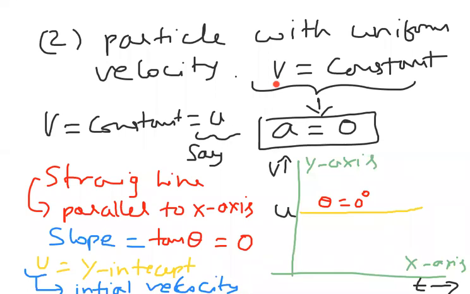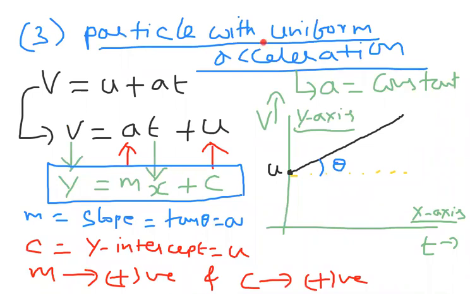Next, we discussed particle with uniform acceleration. We know the equation of motion v equal to u plus at. Just shuffle the terms: we bring at to this side, u to that side, and we have written v equal to at plus u. Now observe, velocity is taken on the y-axis, time is taken on the x-axis. We can write y equal to mx plus c. m is the slope, slope is equal to tan theta is equal to a. c is called the y-intercept, and its value is u. And m is positive here.